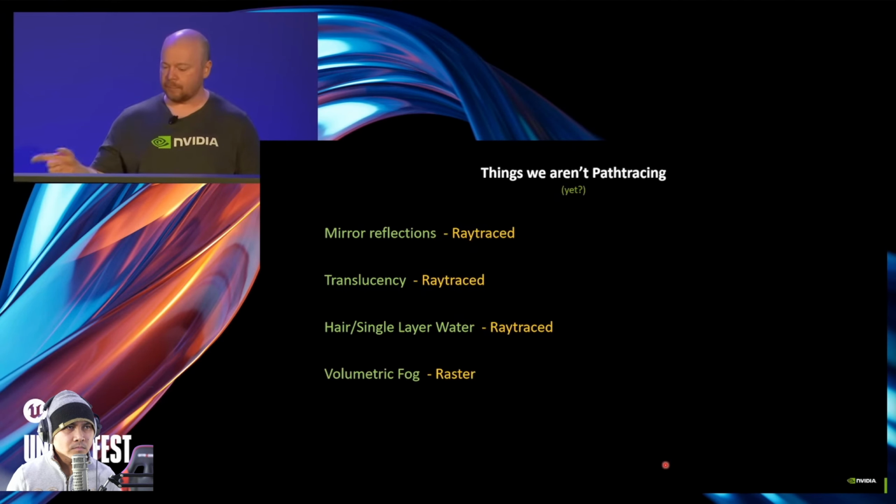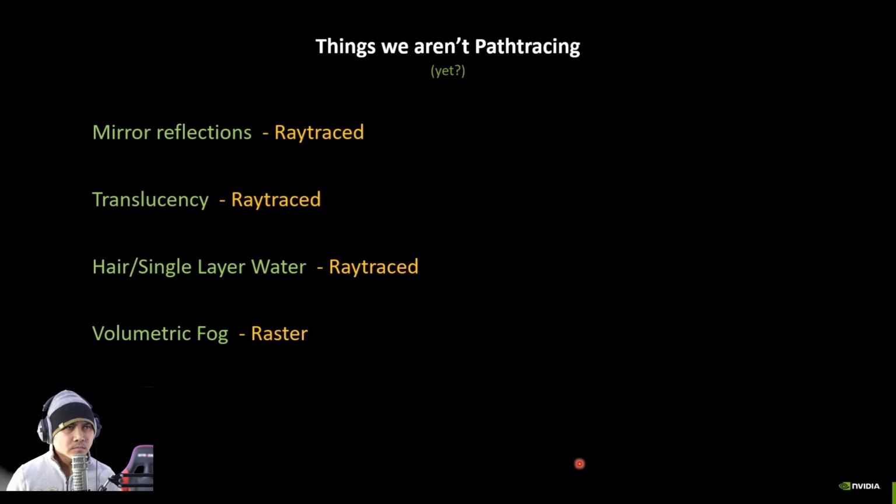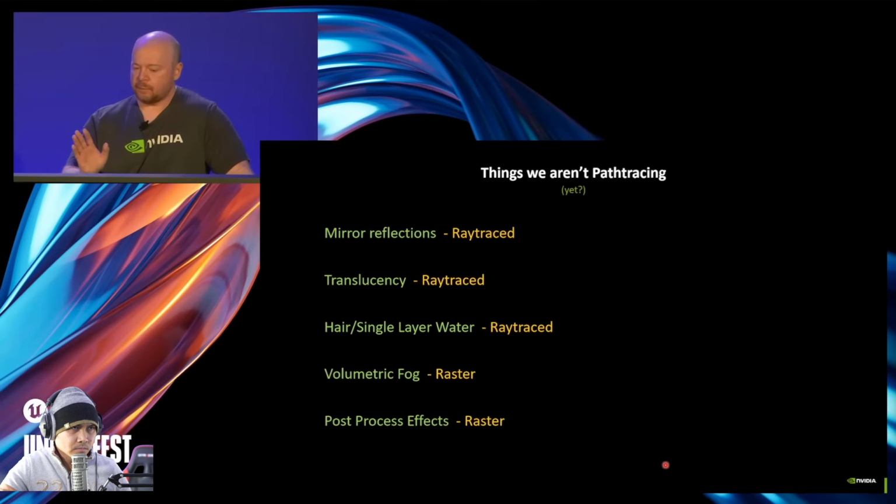As I mentioned, we have compatibility with volumetric fog, but it's neither ray traced nor path traced. It's still being rasterized, but it has compatibility with this form of rendering. And likewise for post-process effects, your depth of field, bloom, motion blur, those are all still rasterized. All these things theoretically could be path traced. Without some improvements, they get expensive to do. So we'll see what the future brings.